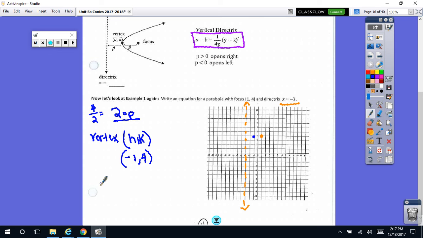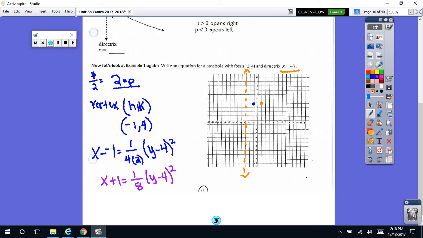So x minus our h, which in this case is negative 1, equals 1 over 4 times p, y minus our k squared. And just like before, clean it up. Minus a minus becomes a plus. 1 over 4 times 2 is 1 over 8. y minus 4 squared. So then our parabola looks something like this.